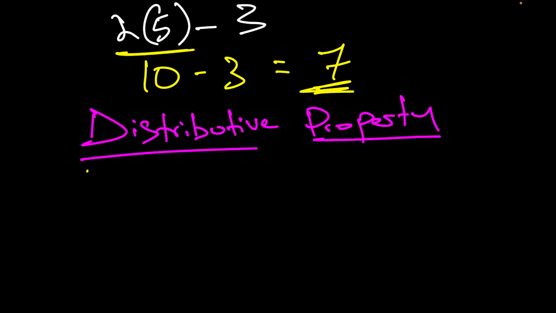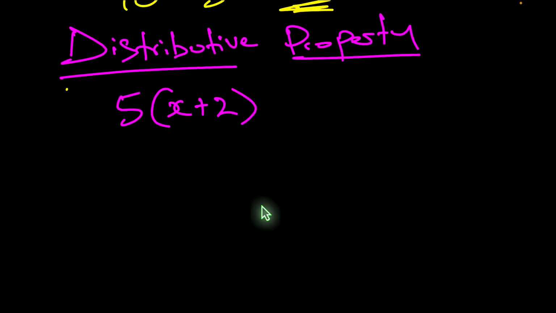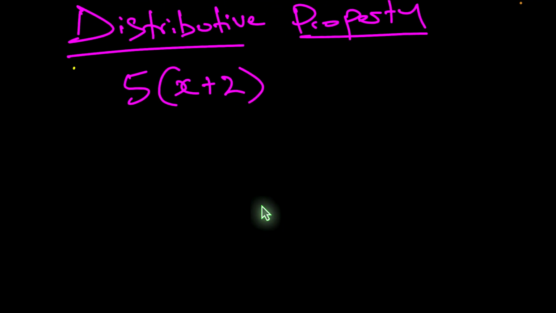Now we apply this when we have, say, a bracket and a value outside of the bracket, and we need to basically expand this bracket. That's all this is really. So in this case, we are meant to multiply each of these elements inside the bracket by what's outside.